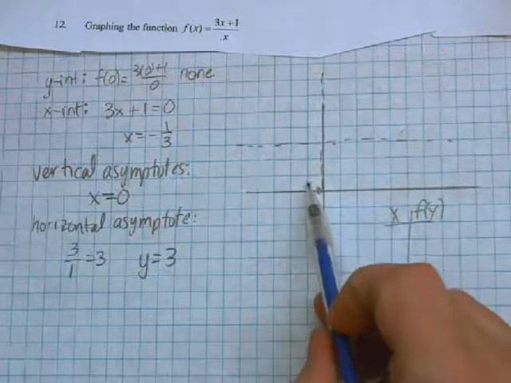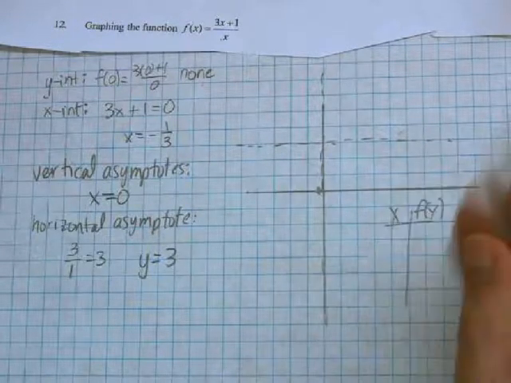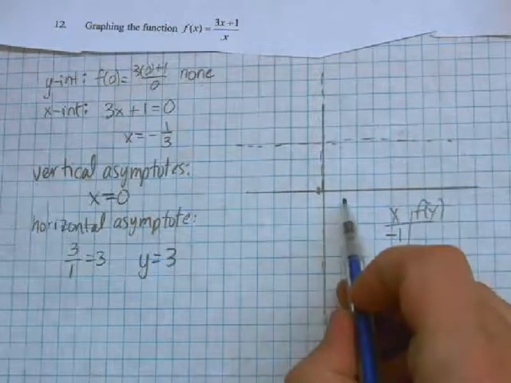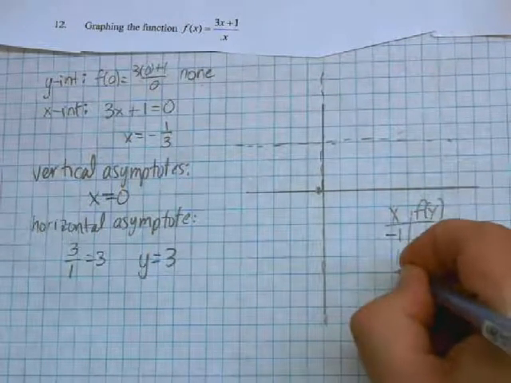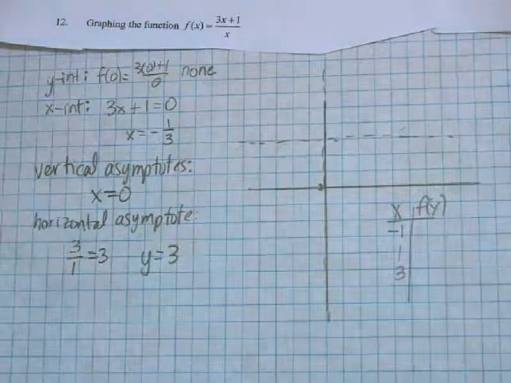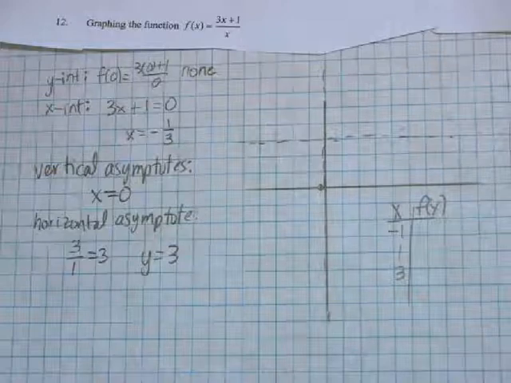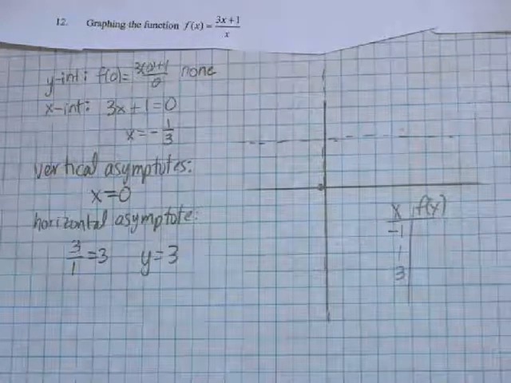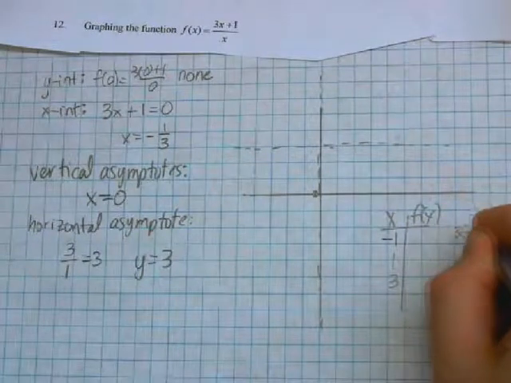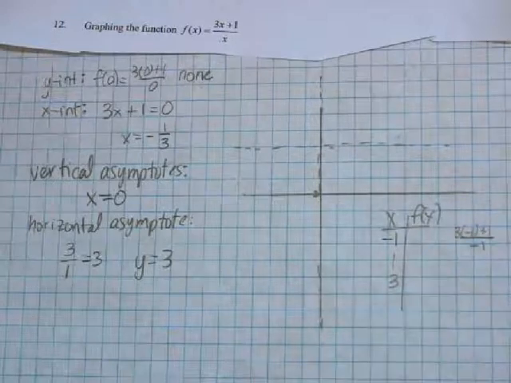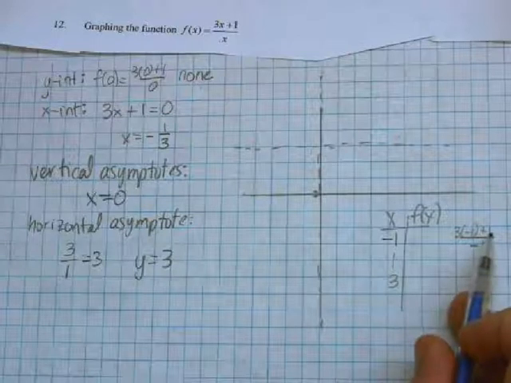Okay, so over here, I've got a point down here. Maybe I should pick x equals negative 1. And over here, I'm going to pick probably positive 1. And I'm going to pick 3. So now I plug those values into my function. If I plug negative 1 in, I get negative 3 plus 1, which is negative 2, divided by negative 1 is 2.